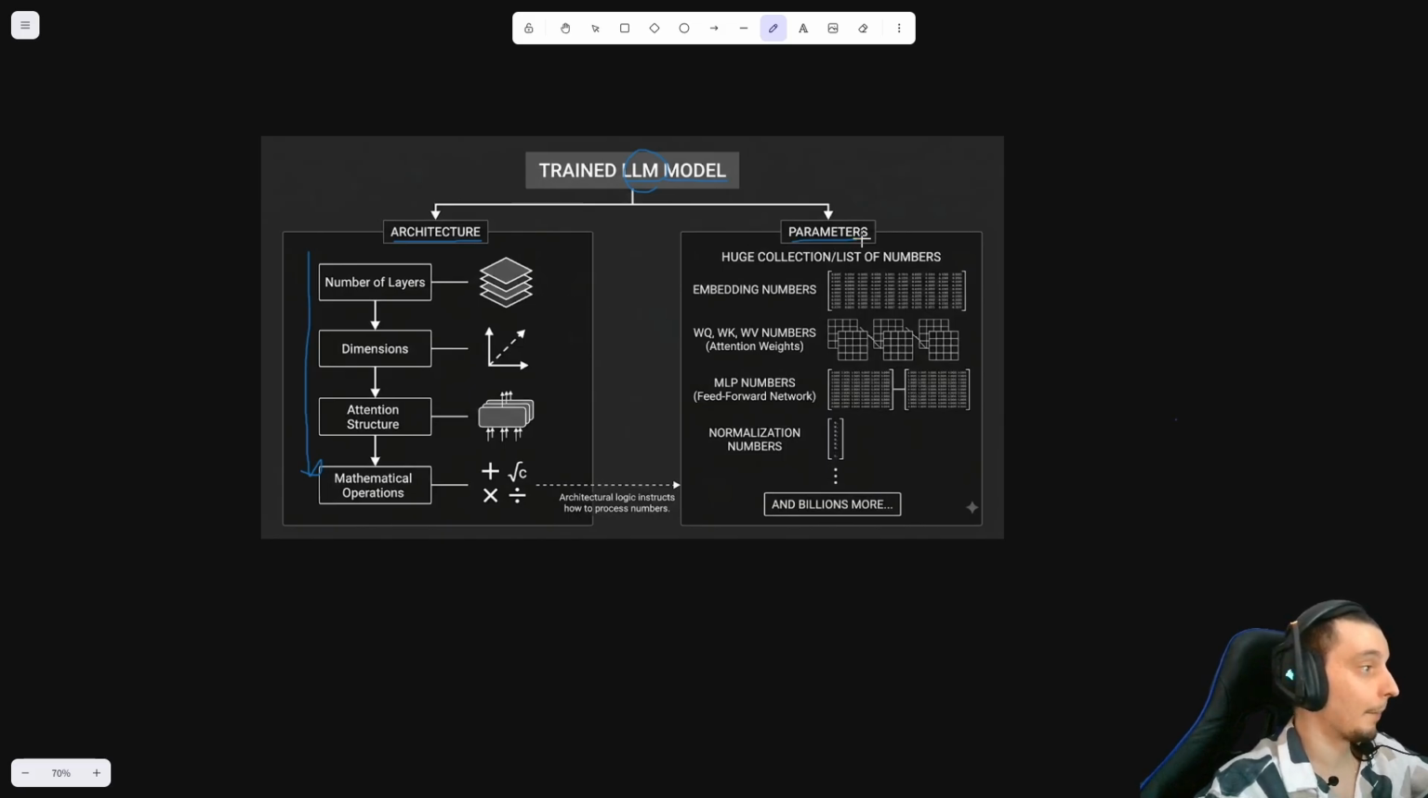And then we have parameters, and this may sound oversimplified, but it is true. Parameters are nothing but numbers, billions of them. We have embedding numbers, we have the attention matrices, we have the feed-forward network numbers, normalization, and so on and so forth, a lot of them. And when a model works, the brain works its neurons. It transforms them, it moves them around, it gives them weight, takes weight from them, and so on and so forth.